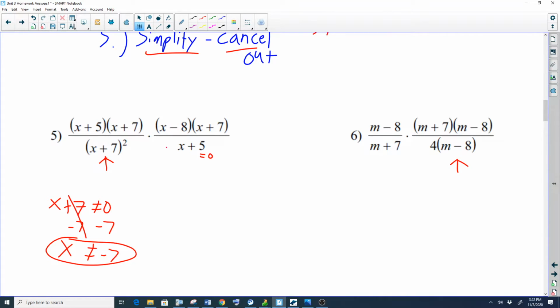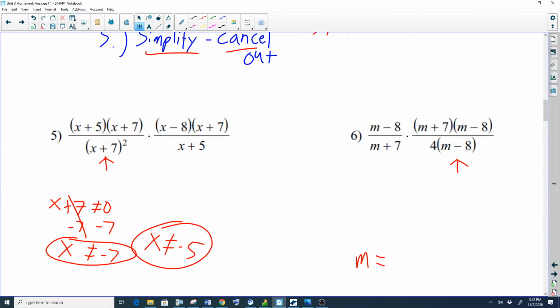Well, the opposite sign, a negative 5. Right? Because negative 5 plus 5 is 0. So that means that x cannot be negative 5 because that would make it 0 in the bottom, and we cannot divide by 0. So those are our two exclusions.